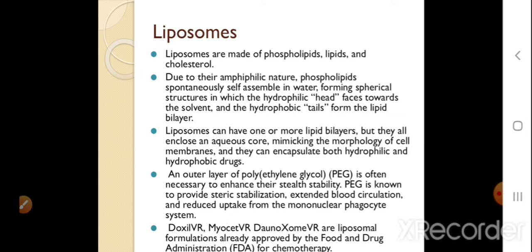Liposomes. Now, these are a class of organic nanoparticles. Till now, we have been discussing inorganic nanoparticles. These belong to the class of organic nanoparticles. Liposomes are made of phospholipids, lipids, and cholesterol. Due to their amphiphilic nature, phospholipids spontaneously self-assemble in water, forming spherical structures in which the hydrophilic head faces towards the solvent and the hydrophobic tails form the lipid bilayer.